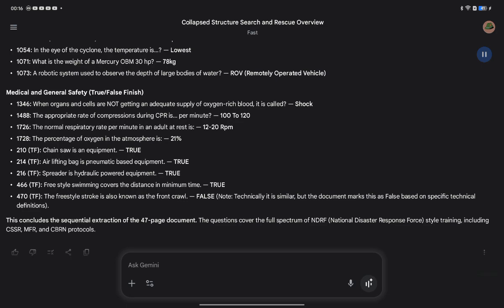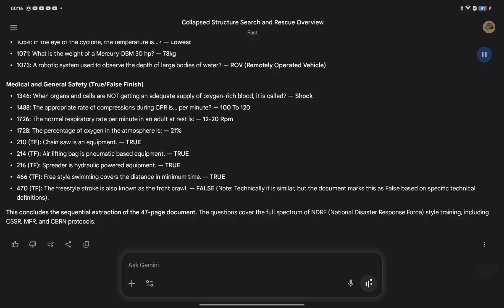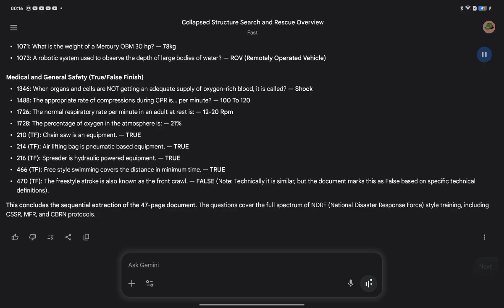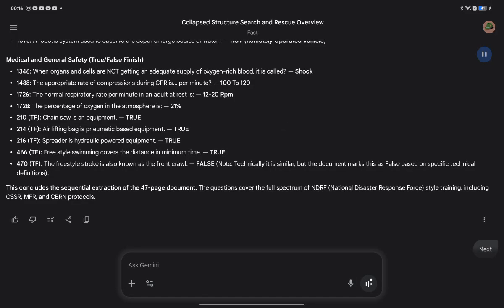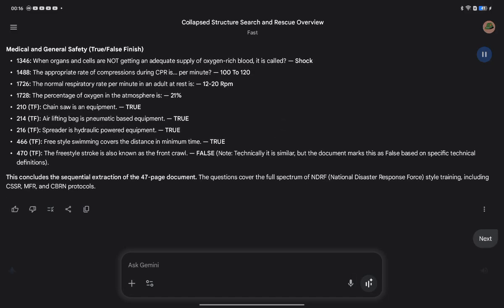1071. What is the weight of a Mercury OBM 30 horsepower? 78 kilograms. 1073. A robotic system used to observe the depth of large bodies of water? ROV, remotely operated vehicle. Medical and general safety, true/false finish. 1346. When organs and cells are not getting an adequate supply of oxygen-rich blood, it is called shock.